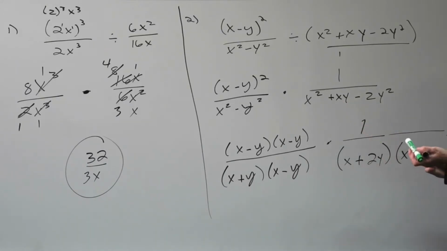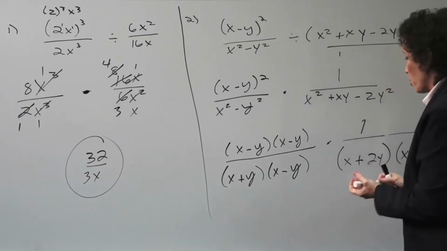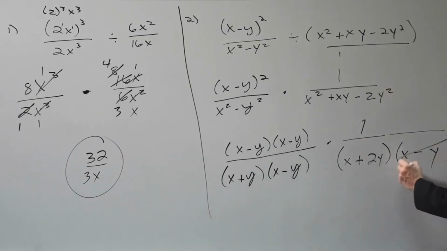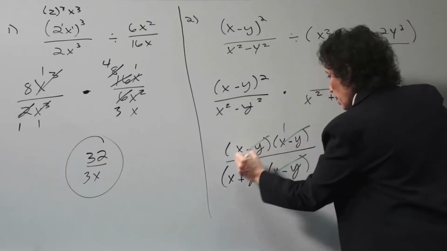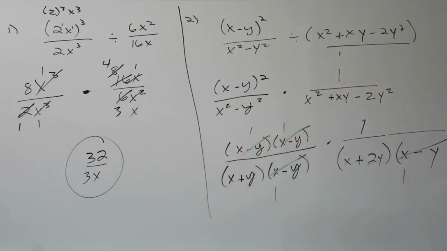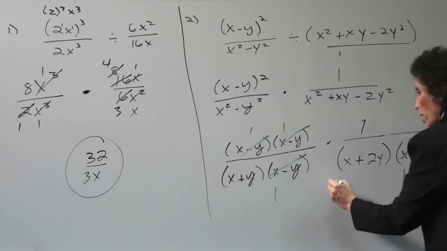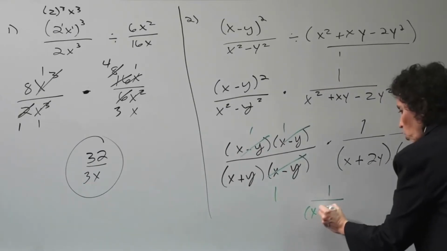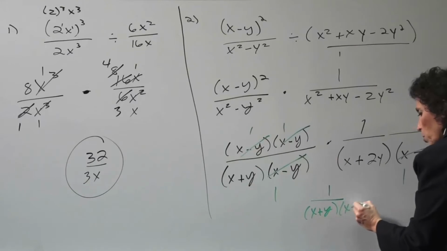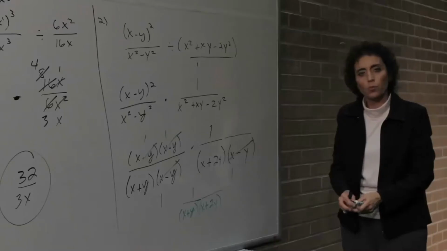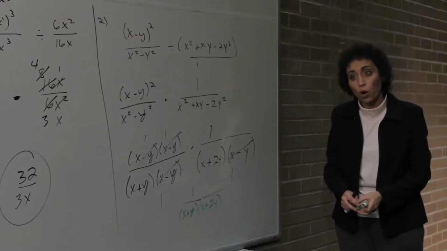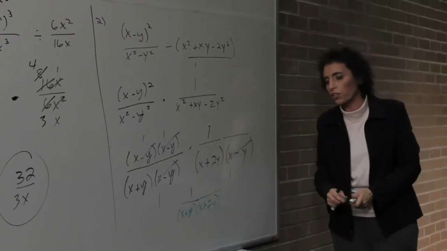Now it's time to bring out the green. We're going to reduce. X minus y, x minus y. And that's it. So we have 1 over x plus 2y. And we are now done. Hope you did well on that one. We have one more left, the end of another lesson when we finish the next one.